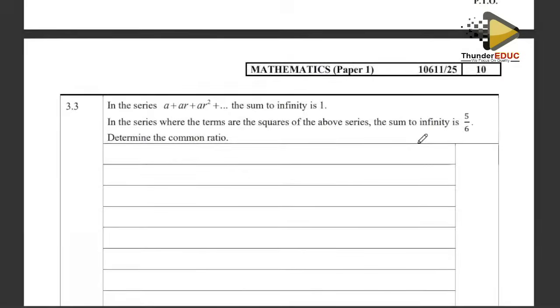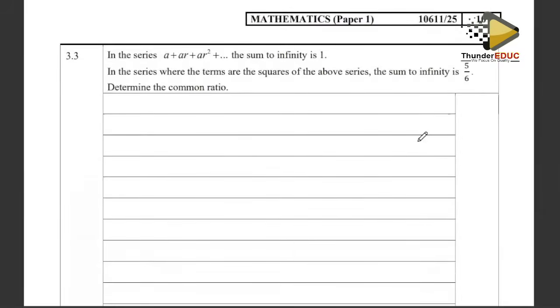All right, then question 3.3, they're telling us that in the series, we have ar squared, and the sum to infinity is 1. And then in the series where the terms are squares, okay, meaning that we have a squared plus a squared r squared plus a squared r to the 4, the sum to infinity is 5/6. Determine the common ratio. 5 marks.